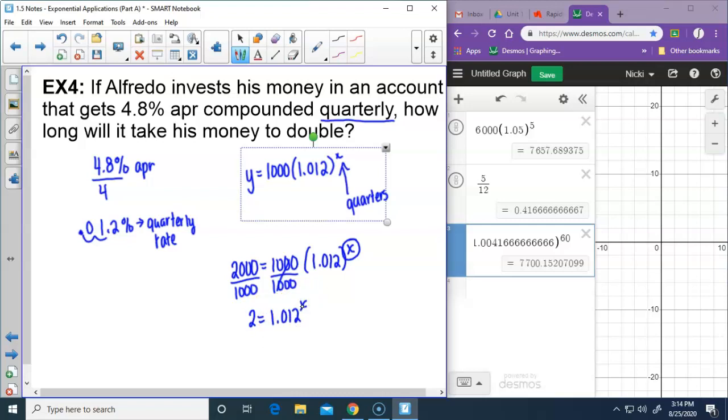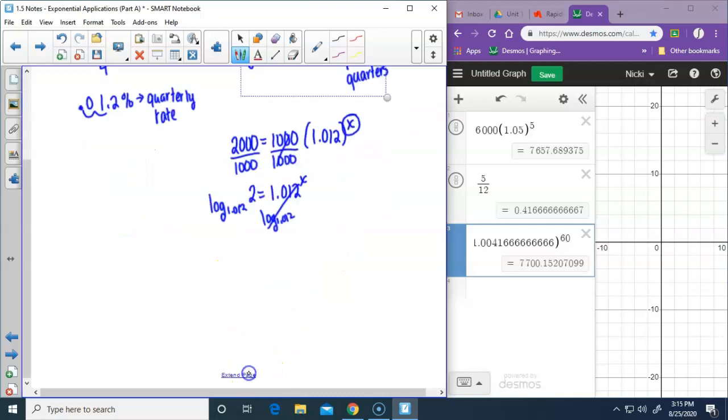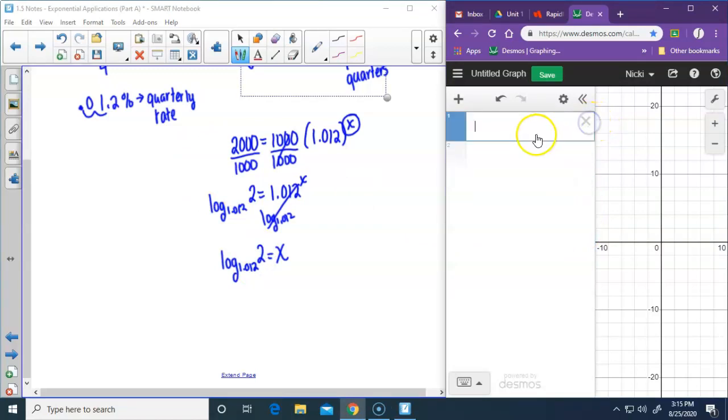Now what I need to do is undo this 1.012 to the x. So in order to do that, I'm going to do log base 1.012 on both sides. And so the log base 1.012 and the 1.012 raised to the power are going to cancel each other out here. And so I'm just going to be left with an x on this right side. And my answer is going to be log base 1.012 of 2. And we can type that into Desmos really quickly over here.